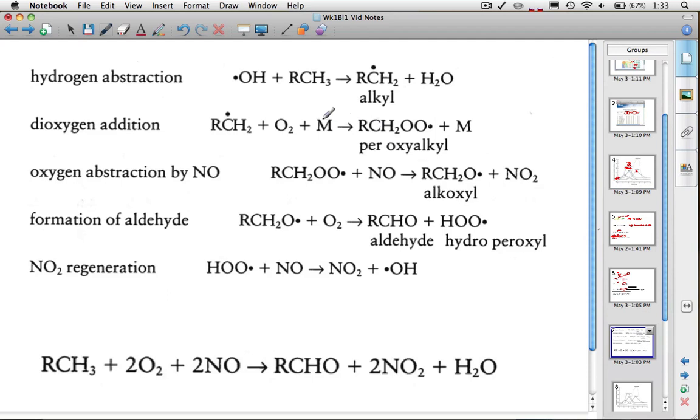So what's the hydroxyl do? Let's actually start at the very bottom. We'll start at the beginning here. Here's hydroxyl. It's reacting with the RCH3. All that R means is some remainder. So this is just some organic molecule.